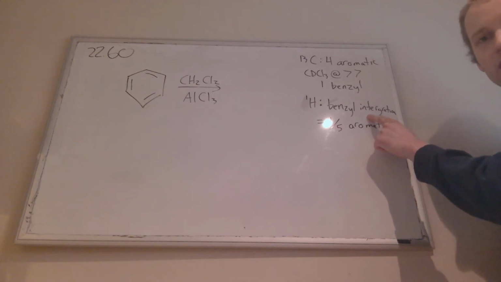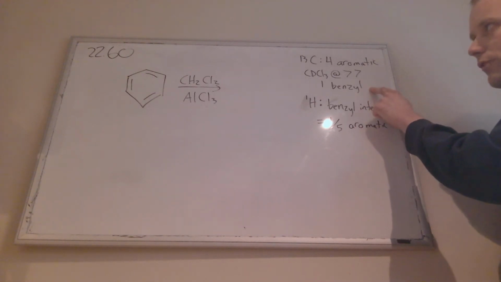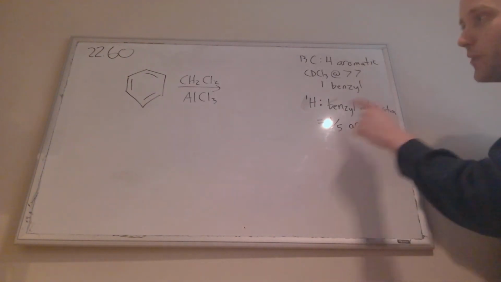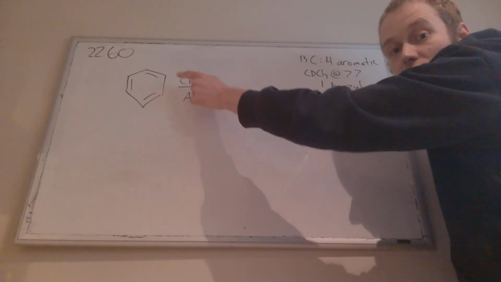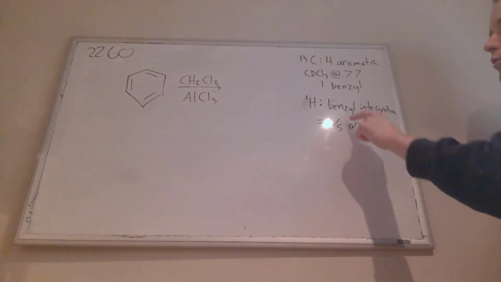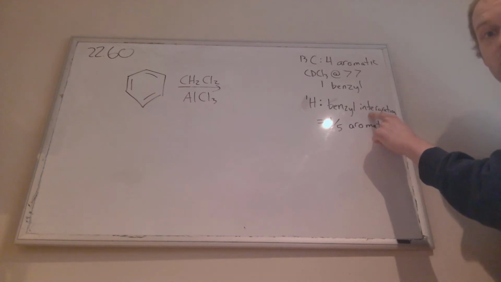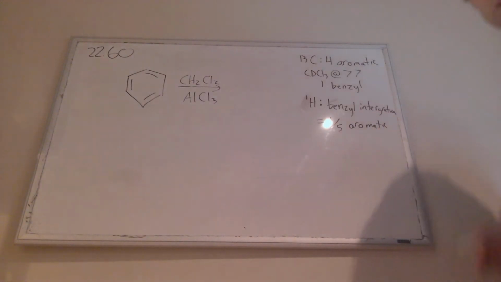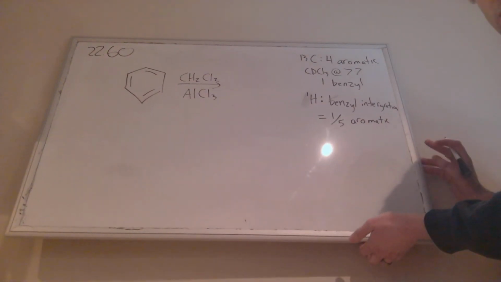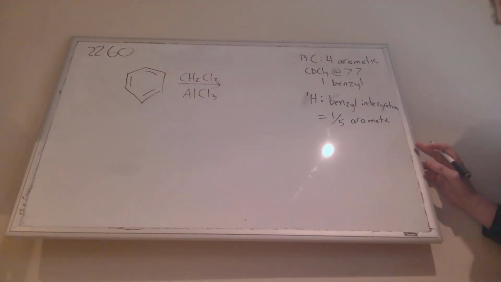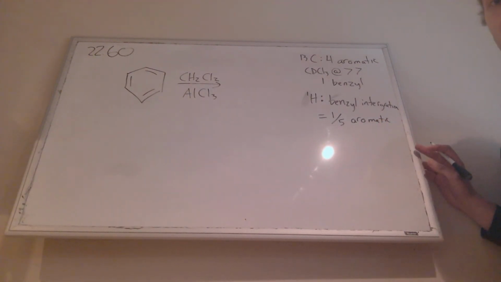We could interpret it differently, but since we already know there's a benzyl from the carbon-13 spectrum, and we have a pretty good idea that there's going to be some sort of attachment between this and this, we assume that it is a benzyl peak. That benzyl peak has an integration that's shown that is about 1/5 of the aromatic integration. So we should see 5 times as many aromatic peaks as we see benzyl peaks.